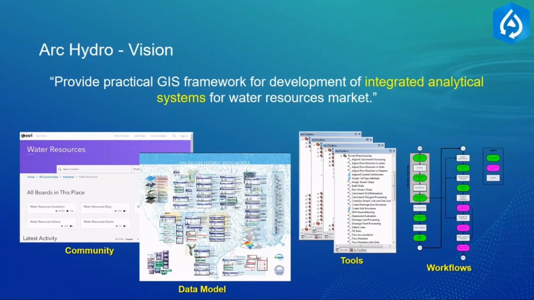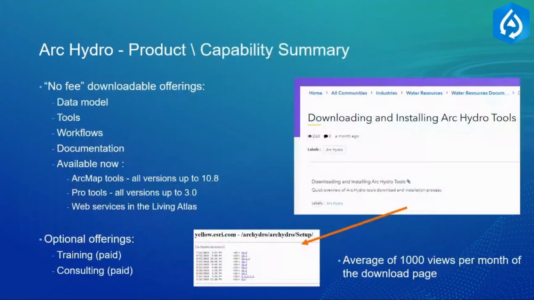We have many, many workflows in different areas of water resources, and a community through which we share experiences, ideas, data, methodologies, documentation, etc. Archydro is free. Of course, you have to have our technology, so ArcGIS, either ArcMap or Pro, and you can just download, use it, and it's pretty much open source. So all the code is available to you. Most of it is written in Python and using ArcPy for those of you who use our technology.